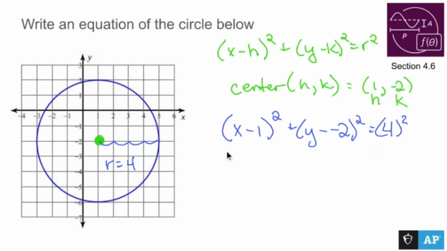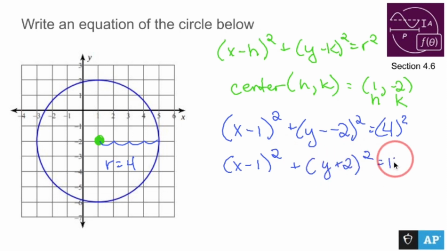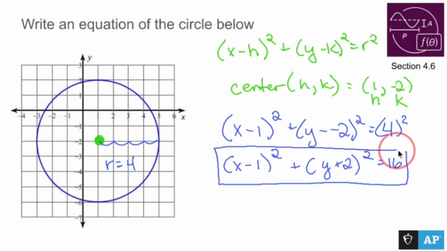Okay, so nothing changes in here. (x - 1)² + (y + 2)² = 16. And that, boys and girls, is the equation of a circle not centered at the origin. Great!